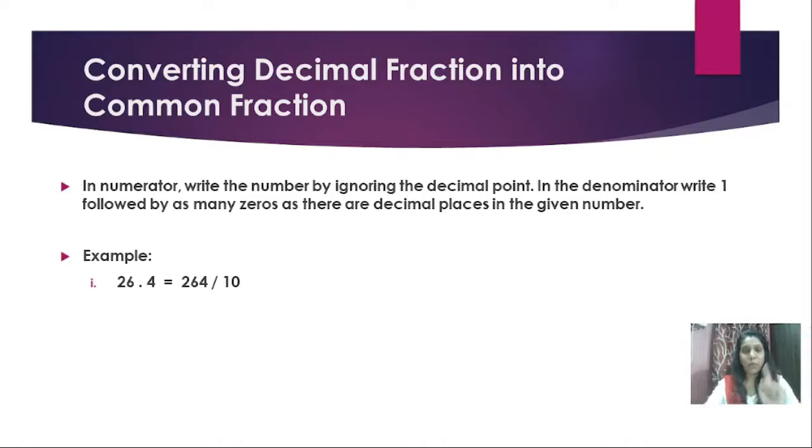Now we will write 1 in the denominator, followed by as many zeros as there are decimal places in the given number. So children, how many decimal places? Only 1, correct? So we will write only 1 0. So there is only one place, so 1 0. Now let us see one more example.